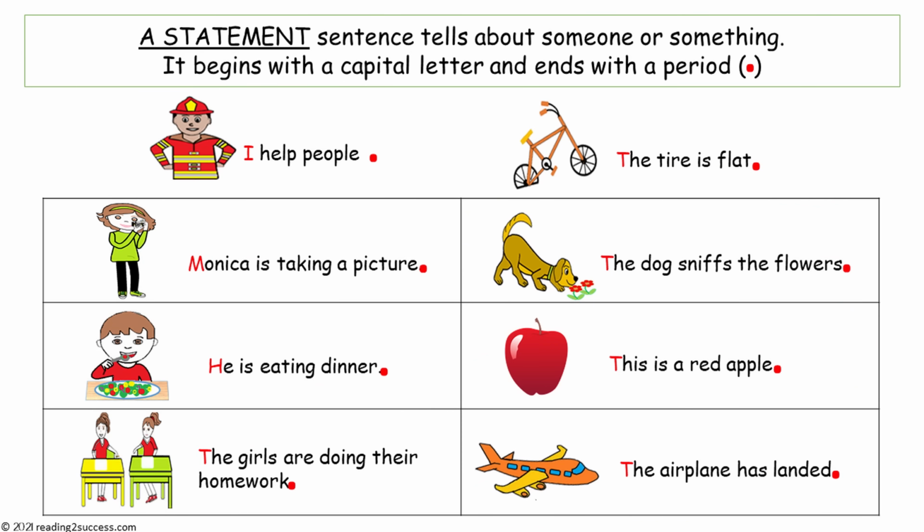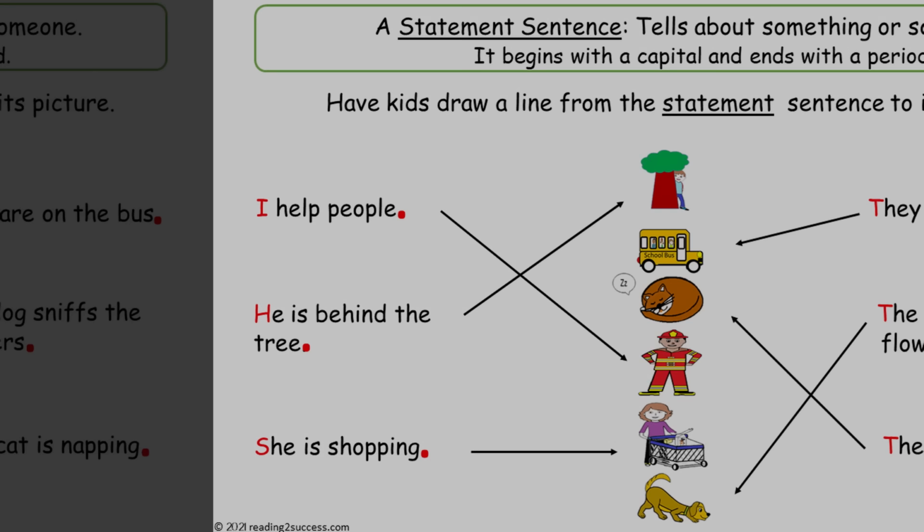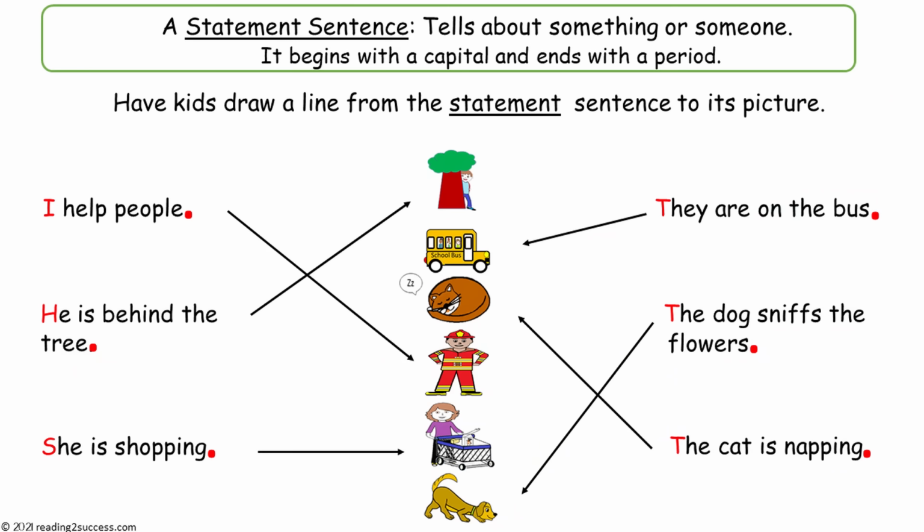Follow the same procedures with the second column and then discuss how all the sentences tell about something: a tire, a dog, an apple, and an airplane. Now have kids draw a line from each statement sentence to its picture. If kids need help reading, it is fine to read the sentences with them. This is a completed example.